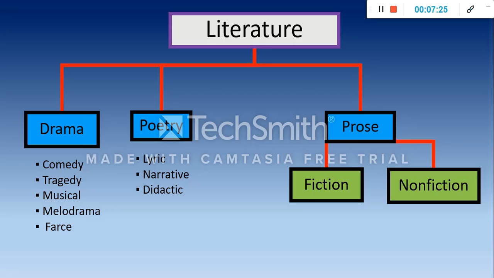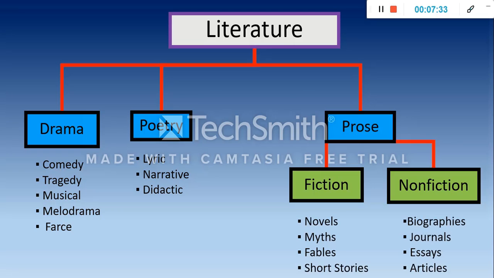In fiction, we have novel, myths, fables, and short story. In non-fiction, biographies, journals, essays, and articles. So these are the main divisions of literature, and some types of each kind of these main types of literature.